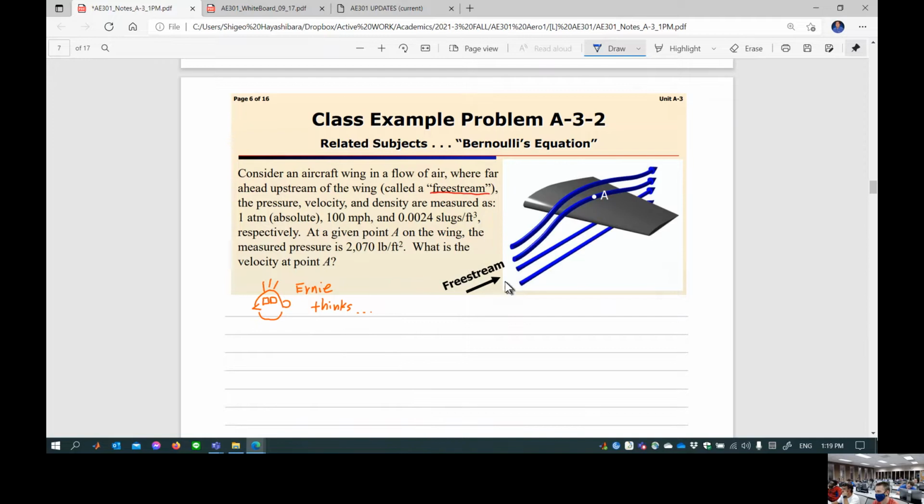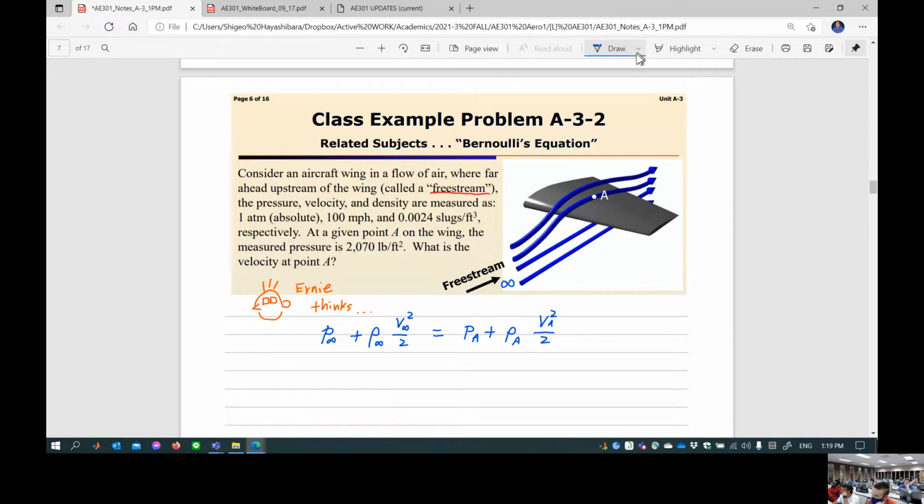So this is a free stream, like you said, it's infinity. So pressure at that point, let's call it pressure infinity, plus density at that point, density infinity, times velocity infinity squared over 2 must be equal to pressure at location A plus density A times velocity A squared over 2.